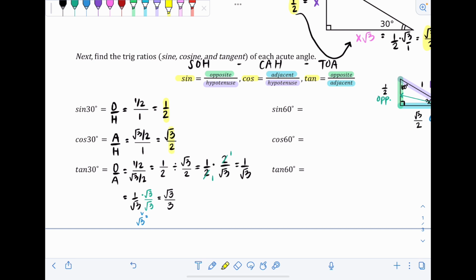Cosine of 30 would be root 3 over 2. Tangent of 30 would be root 3 over 3.